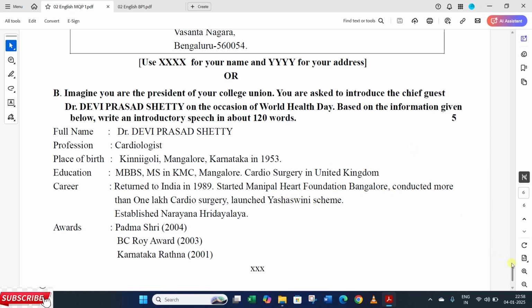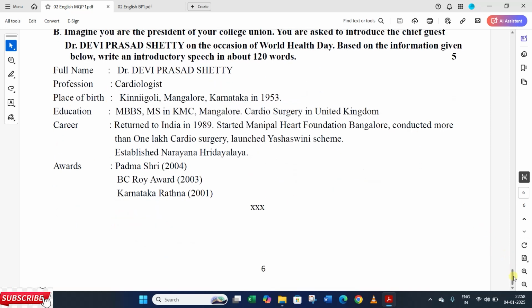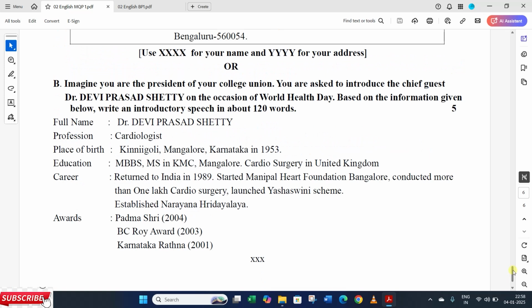So my dear students, this is the first question paper, blueprint and model question paper based on the first blueprint. I hope, my dear students, you have understood.